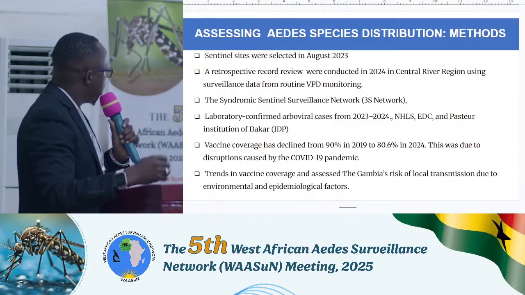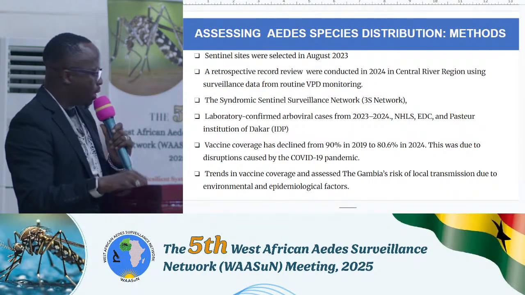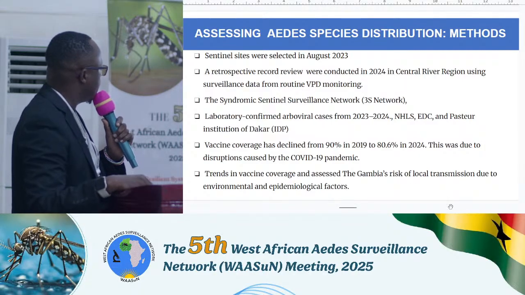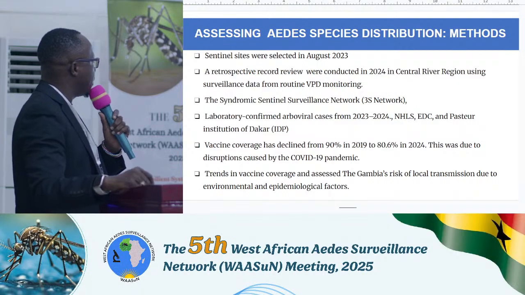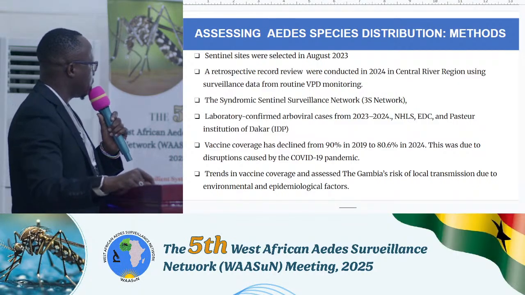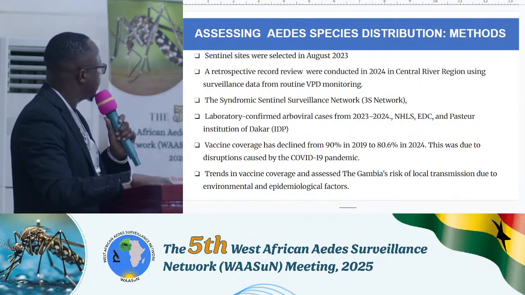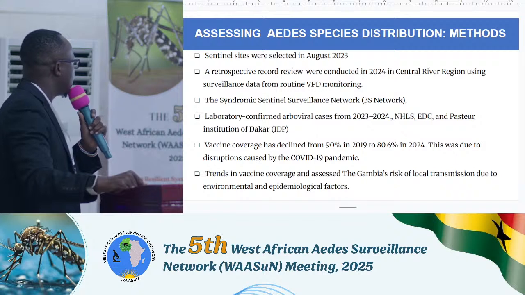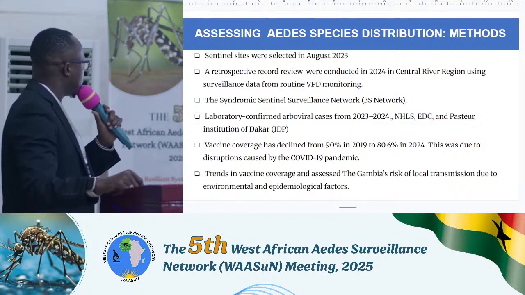Not only with arboviral disease, but even with malaria control indicators, it has also affected the acceptance. Trend in vaccine coverage and assessment, the Gambia's risk of focal transmission due to environmental and epidemiological factors. The two sentinel sites that I talked about for arboviral surveillance in the country, we have one in Brikama and also one in Bansang General Hospital.